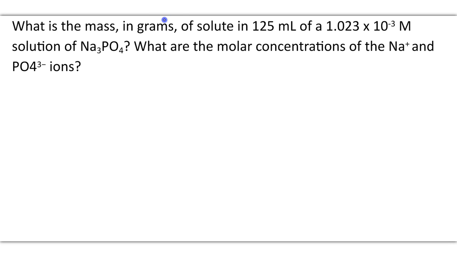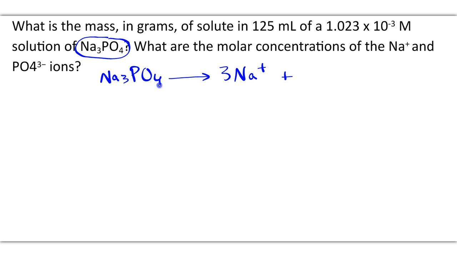What mass in grams of solute in 125 milliliters of a 1.023 times 10 to the negative 3 molar solution of sodium phosphate? And what are the molar concentrations of my sodium ions and phosphate ions? So the first thing I want to do is write a dissociation equation of sodium phosphate. So I will write sodium phosphate yields. We have 3 sodium ions plus 1 phosphate ion.